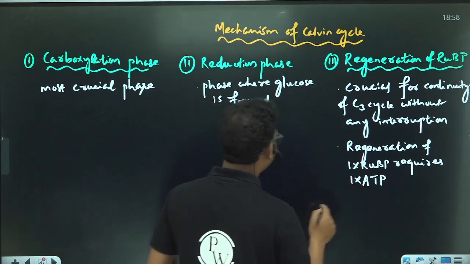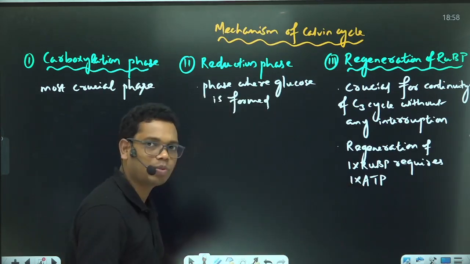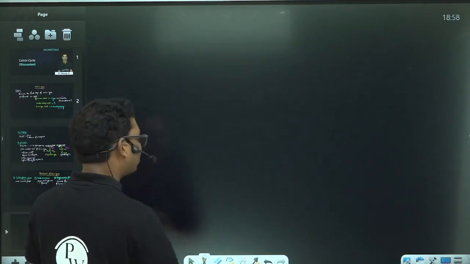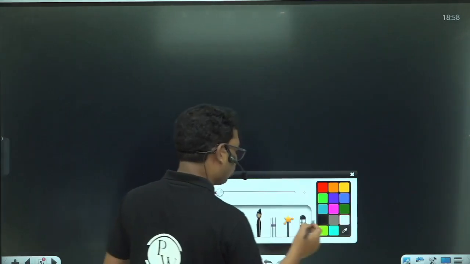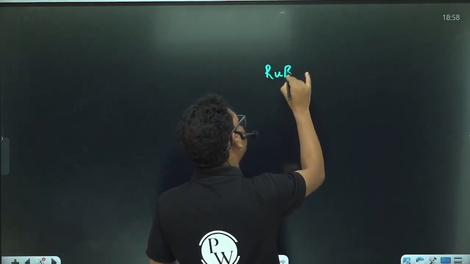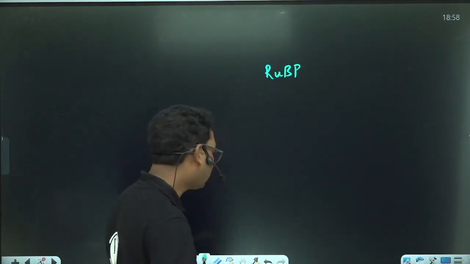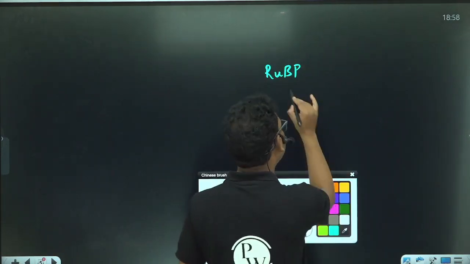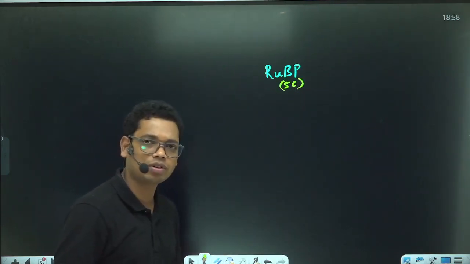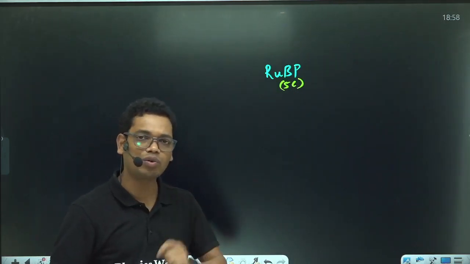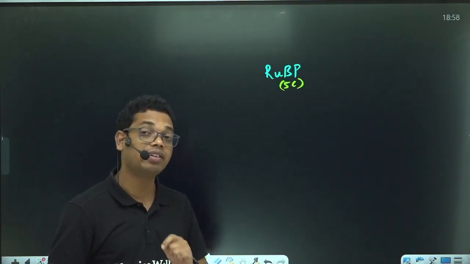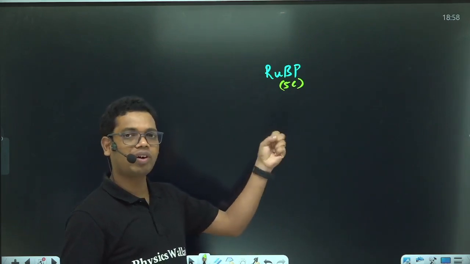How does this process exactly occur? Let me explain. Let me draw the Calvin cycle. Suppose this is RuBP, ribulose 1,5 bisphosphate. This is the CO2 acceptor. How many carbons are there? Five carbons. And in a glucose molecule, how many carbon atoms are there? Six carbon atoms, and that is why here we will require six CO2.